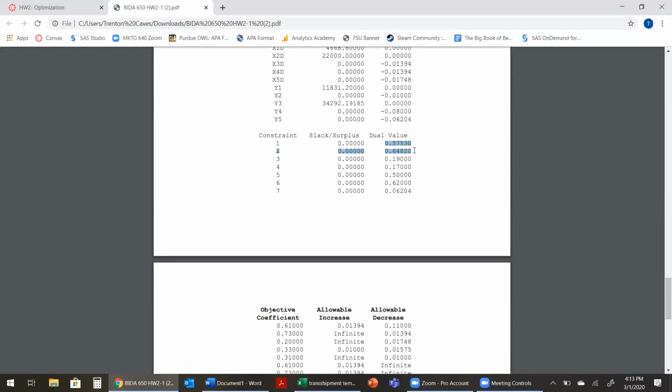So question F, how much is it worth for one extra regular hour? It's the dual value for constraint 1. And for G, the extra Adobe hour is constraint 2, dual value.